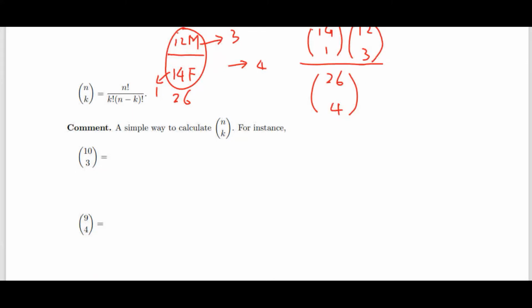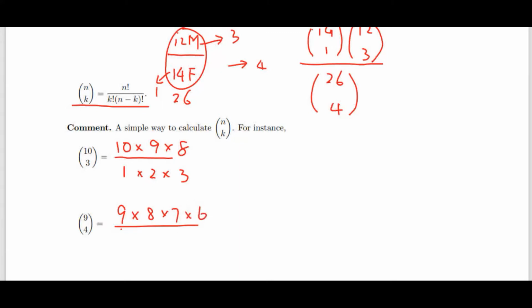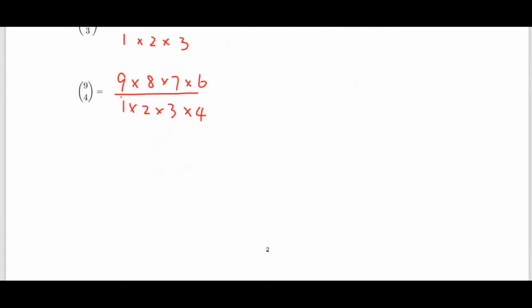Okay, so sometimes we need to find the value of this binomial coefficient. We can use the formula, but we can also use this way. Like 10 choose 3, how many ways? We multiply 3 numbers starting from 10, and the denominator also multiplies 3 numbers, but we start from 1. Here for 9 choose 4, we multiply 4 numbers from 9, and here we multiply 4 numbers starting from 1. Okay, so this is the way to calculate those numerical values.